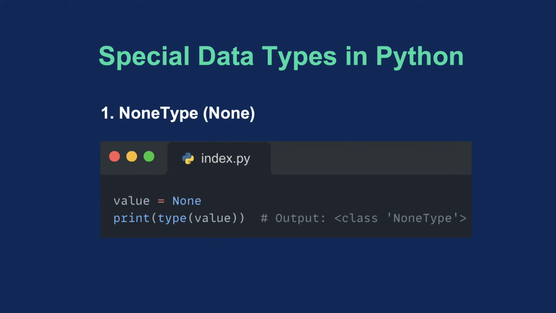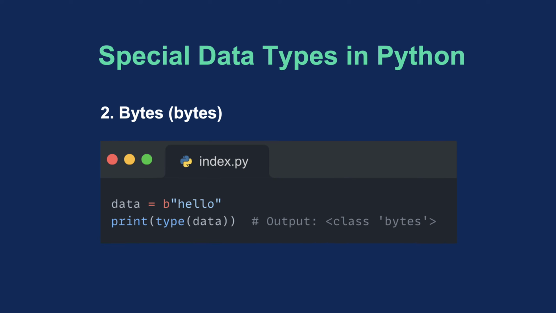Let us now go to our last category, which is special data types in Python. As you can see in our example, None represents no value or an empty placeholder. You can assign it to variables you plan to update later on. The second data type is bytes. These are used for binary data like files or images. The b before the string indicates it's stored as bytes, which differentiates it from a normal string.